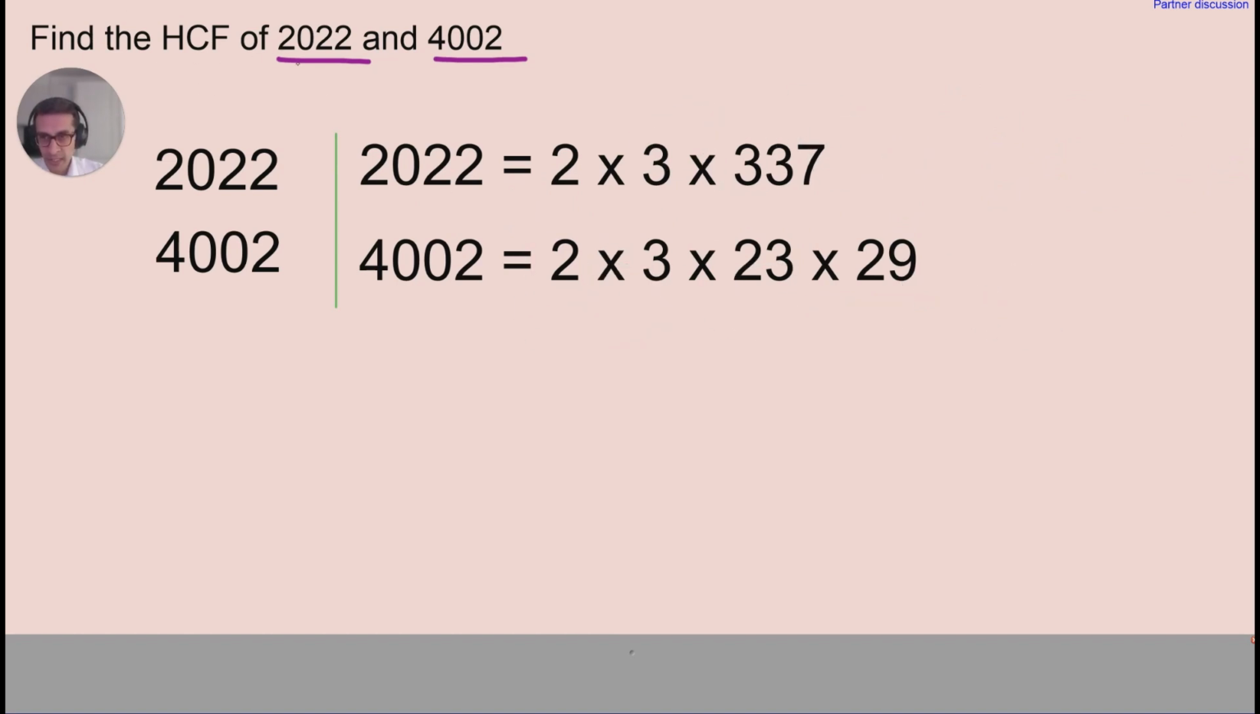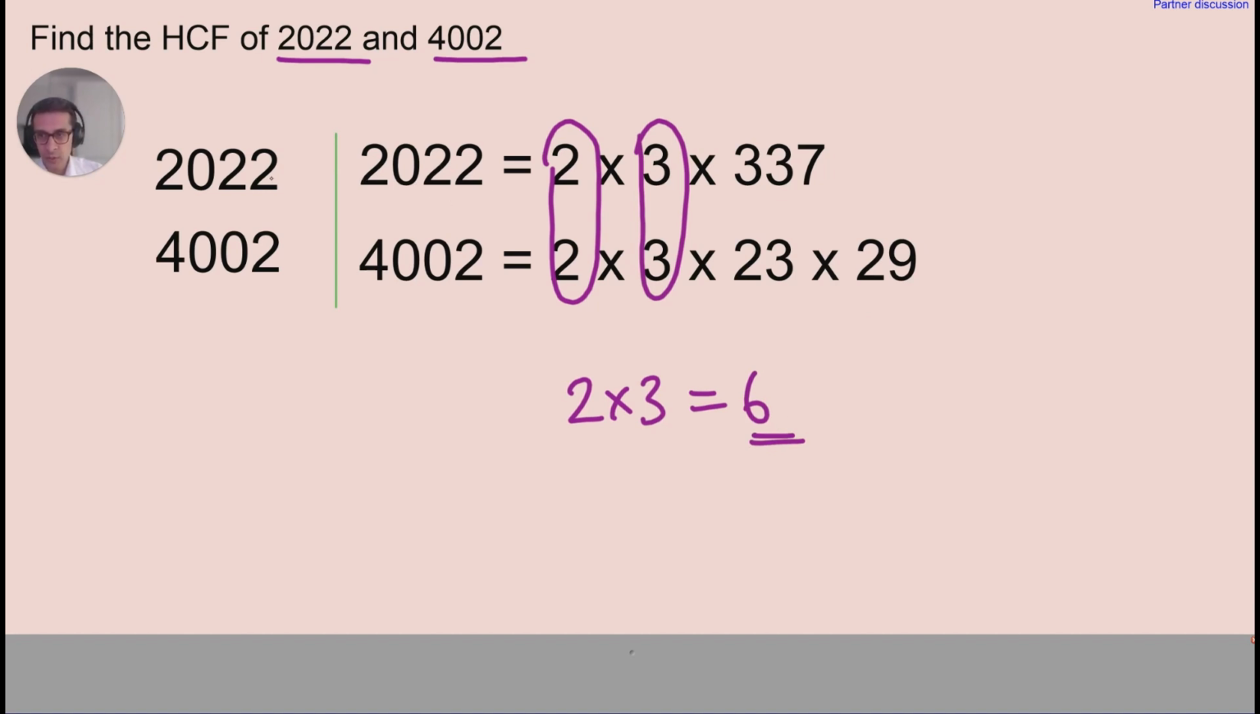So the highest common factor is going to be the numbers which fit into both original numbers. So 2 is common to both. 3 also fits into both. And you can see there's no other common factors. So 2 times 3, which is 6, is the biggest number that you can divide both 2022 and 4002 by.